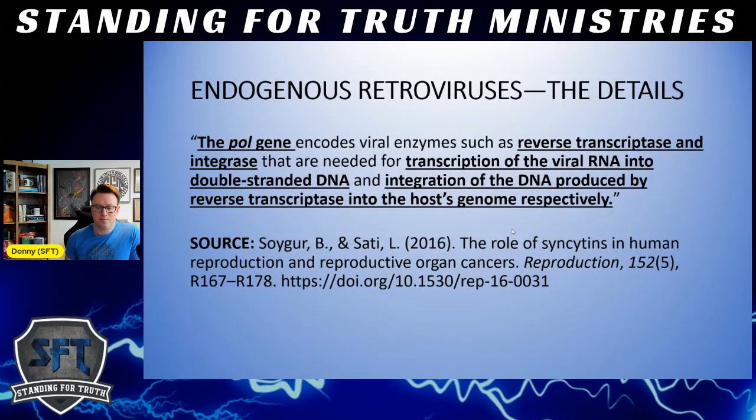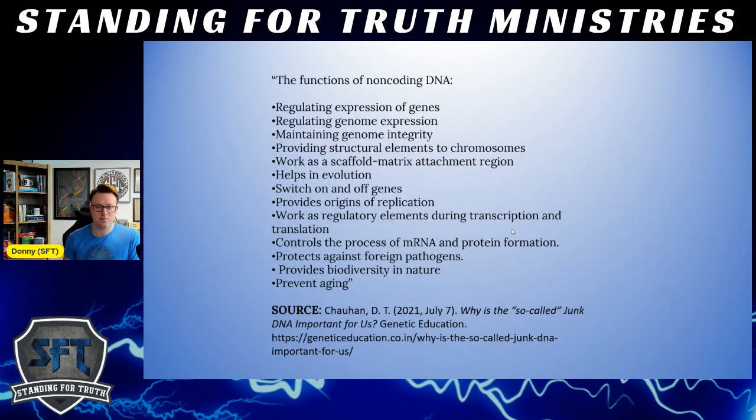And again, here the detail, the pol gene encodes viral enzymes such as reverse transcriptase and integrase that are needed for transcription of the viral RNA into double-stranded DNA, and the integration of the DNA produced by reverse transcriptase into the host genome, respectively. The way they're designed, these ERV elements or these other classes of retro elements, the way that they can move around the genome internally is based on their design. It is required.